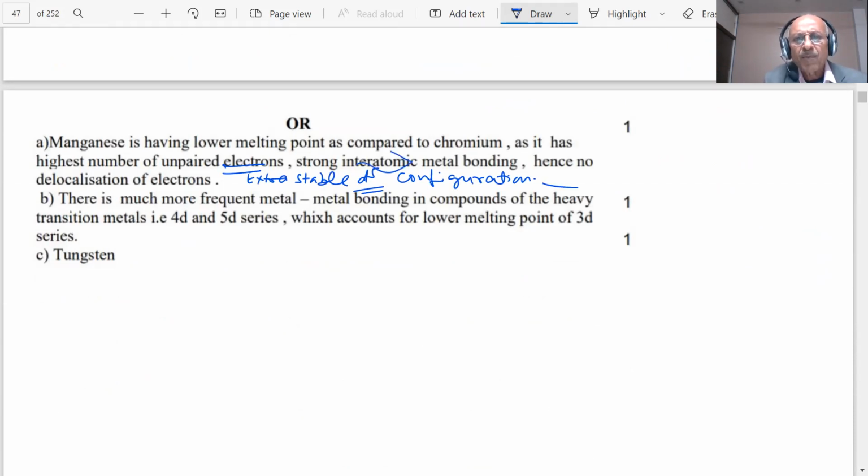So check the answer which I have given. There is much more frequent metallic bonding, where there is more metallic bonding, that is in heavier transition metals. Therefore, this will account for higher melting point of 5d than 4d. Tungsten already answered, no problems here.